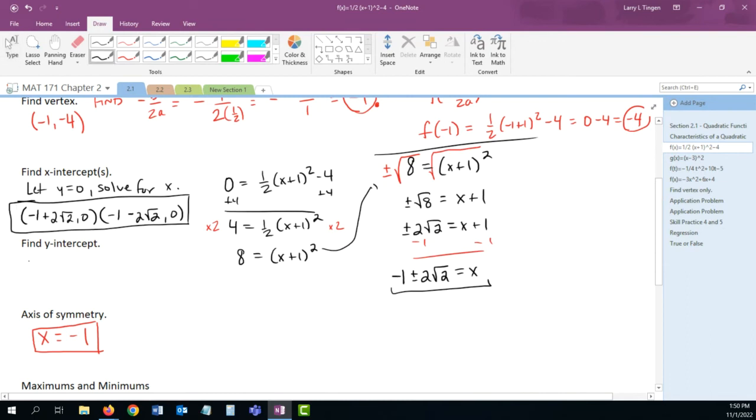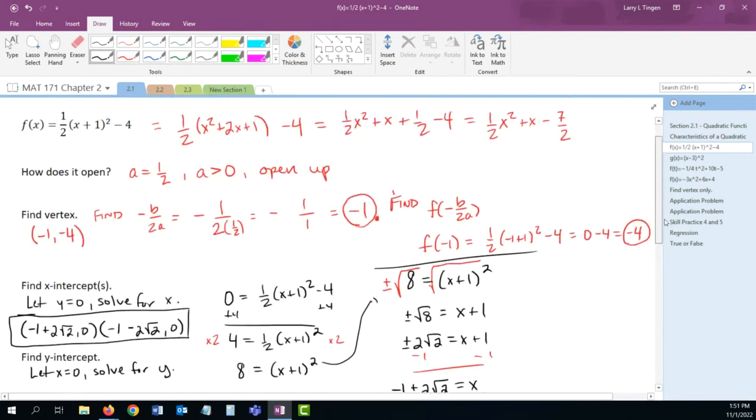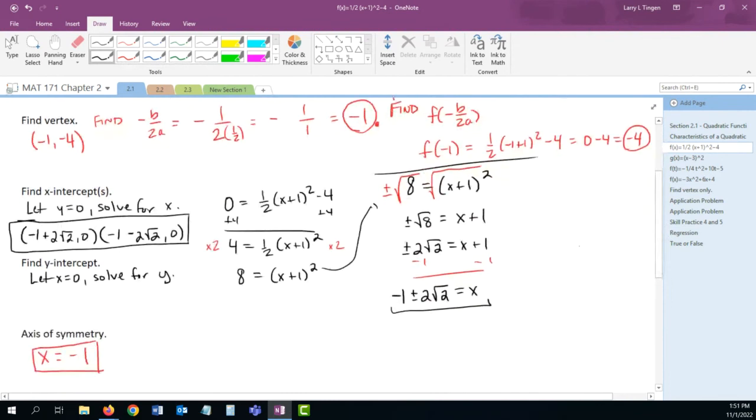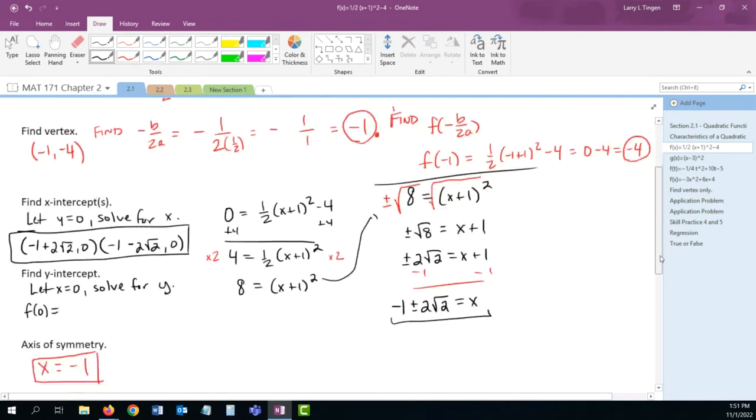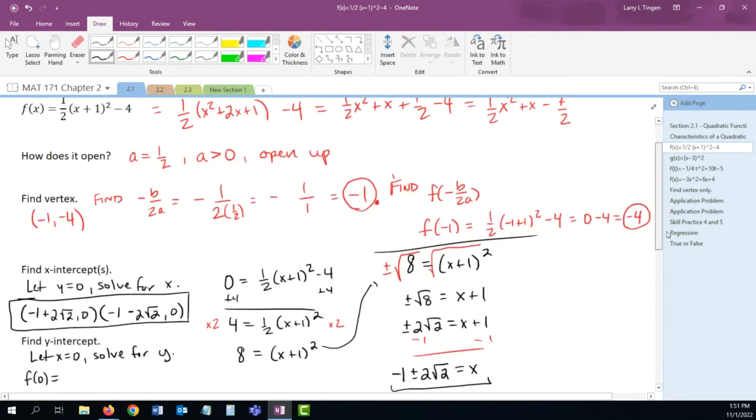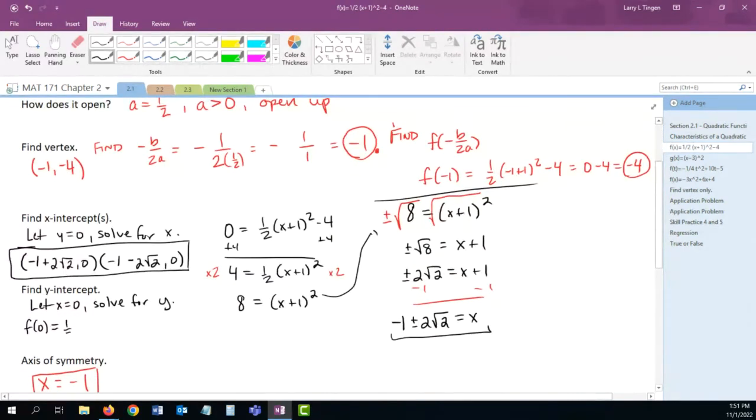How about the y-intercept? How do I find that? To find that, I let x equal 0, and then I solve for y. My original function is f of x is equal to 1/2 quantity x plus 1 squared minus 4. So now I'm just going to plug in 0 for x, and what do I find? I have 1/2 times 0 plus 1 squared minus 4.